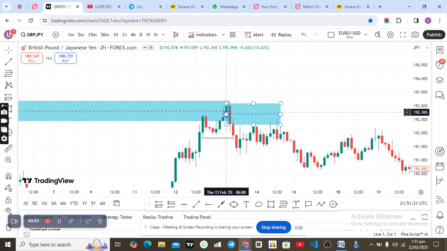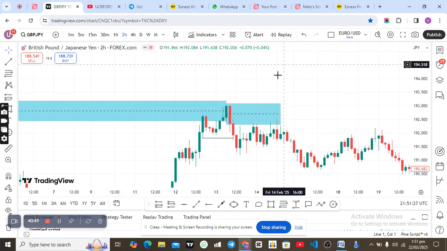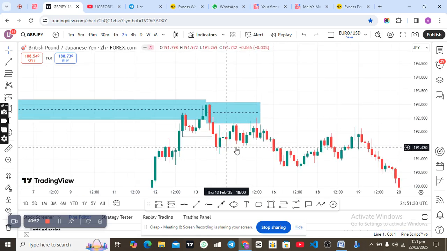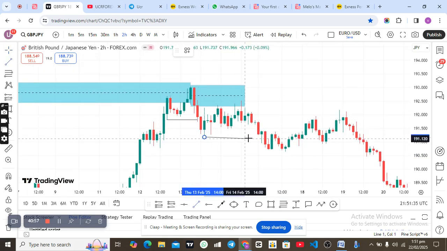Look at that candle here. Look at that candle. Look at that candle here. This candle. So the moment price touched it, price now, sometime price sold and now broke another structure again.